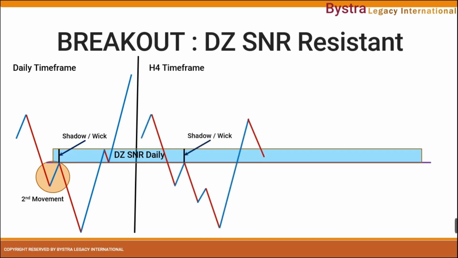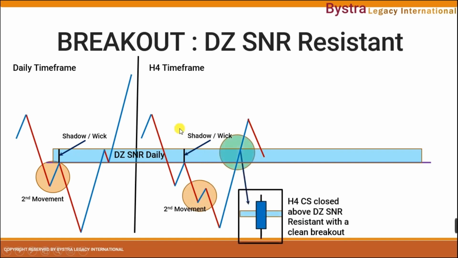Now if we go to the H4 time frame, we are in the danger zone SNR for daily. Okay, nothing has changed. And then we mark our second movement for this H4 time frame. Now, when the price breaks out at the H4 time frame with a Marubozu candlestick on a bull, we can see that it will close above the resistance zone with a clean breakout.